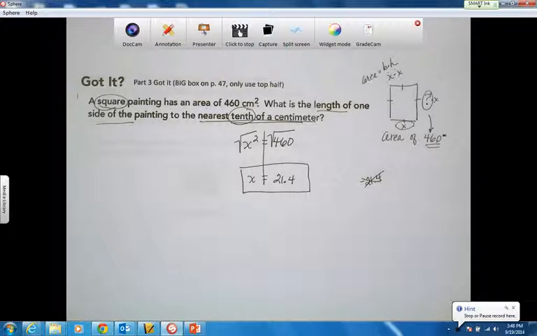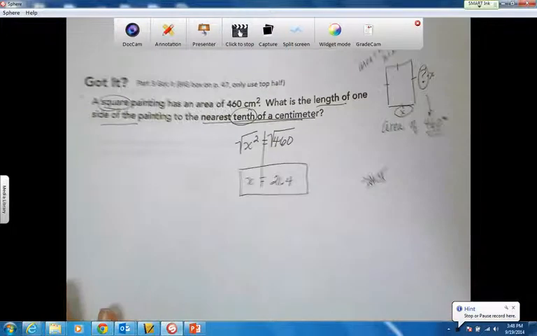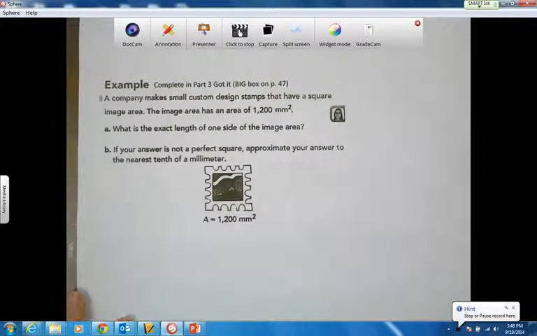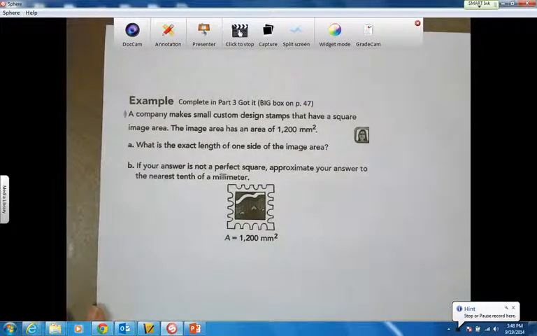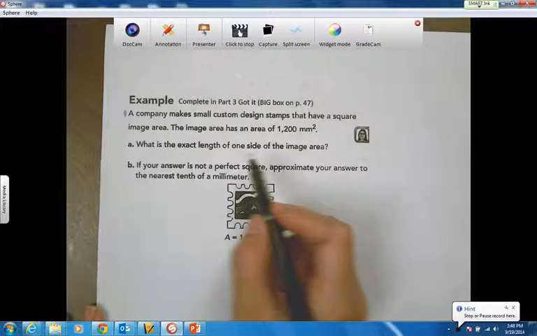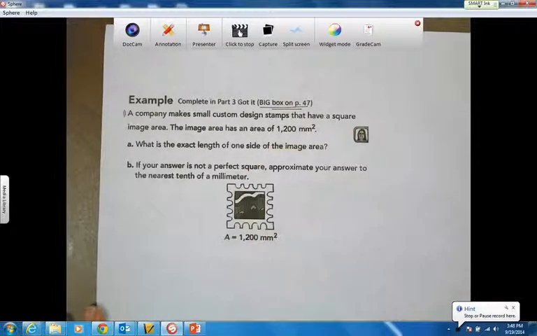All right, so I want you guys to take a look at this one right here. Okay, we're going to do this in the bottom big box on page 47. So we're still on the same page. This is the second half. Okay, so let's go ahead and read this one. It says a company makes small custom designed stamps that have a square image area. The image area has an area of 1,200 millimeters squared. What is the exact length of one side of the image?